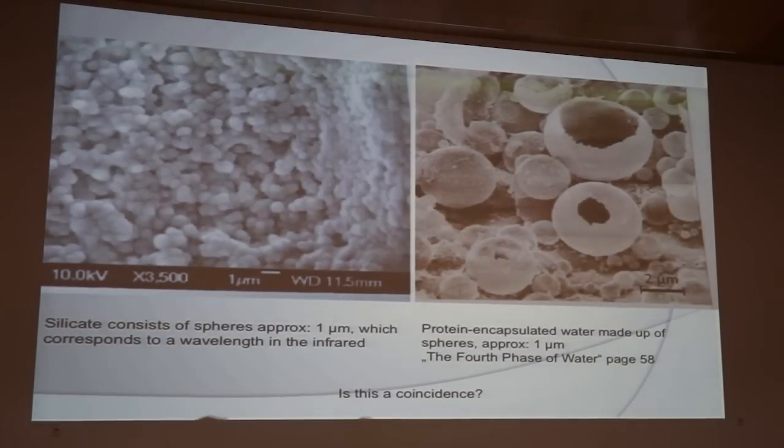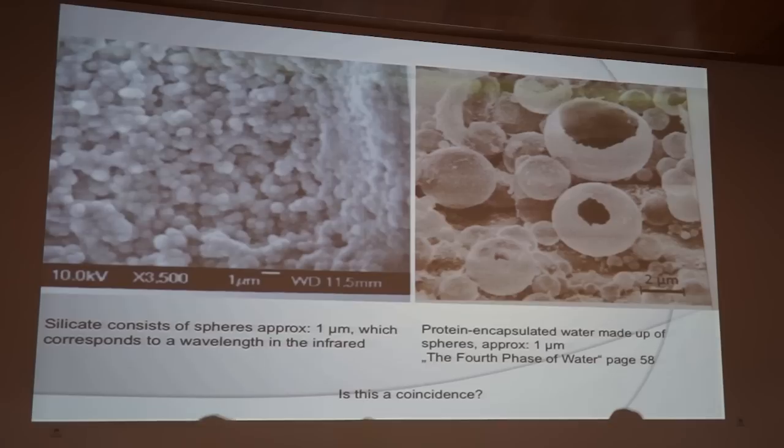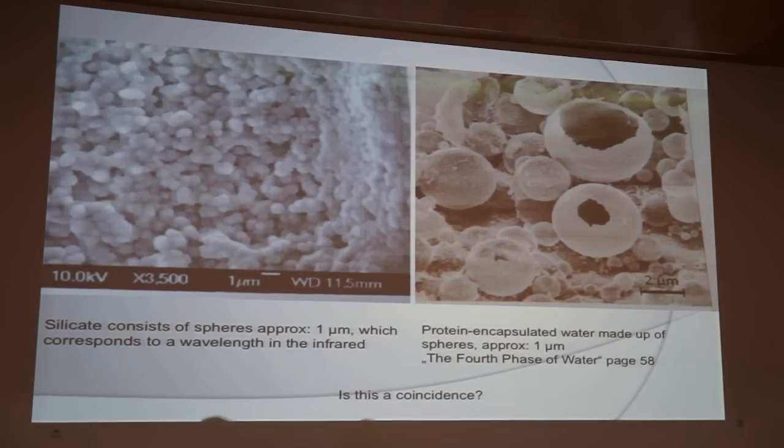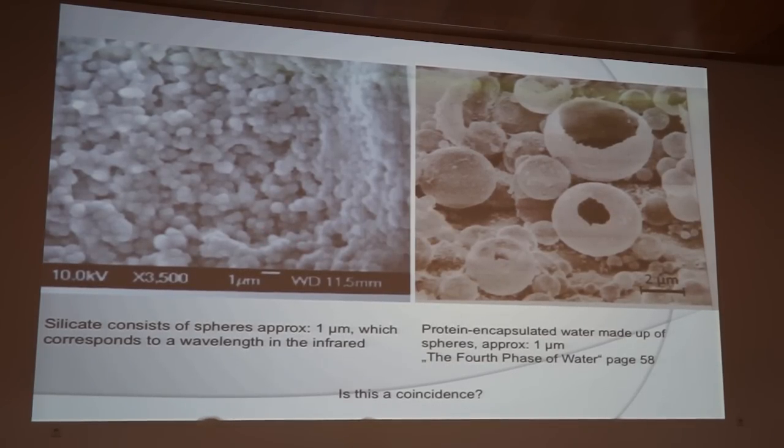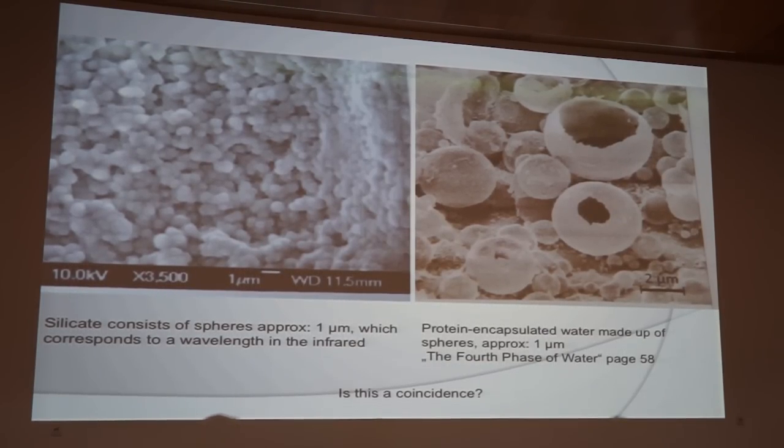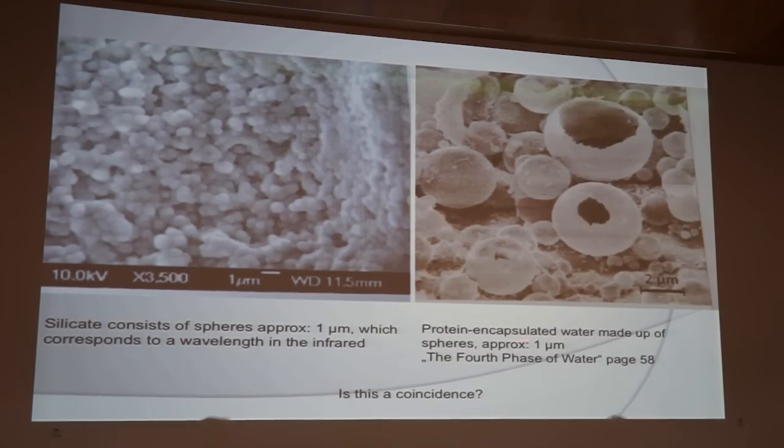Now, if this hypothesis is supposed to be at work in the cell, this should be reflected in the measurement data. First of all, a picture from the silicate showing that it is made up of small spheres which have a diameter of about 1 micrometer, which corresponds to a wavelength in the infrared. And I found this book on the fourth phase of water showing the protein-encapsulated water, also made of spheres of approximately 1 micrometer. Anyway, when you look at the small spheres here, is that a coincidence? I don't know, maybe you can tell me.